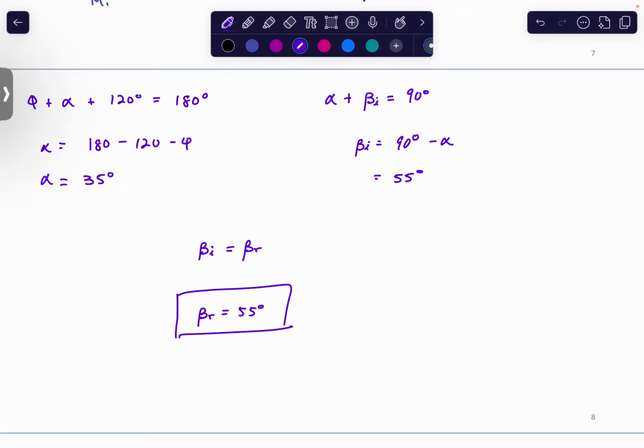So this is what you need to get used to for these sections. This is geometry.